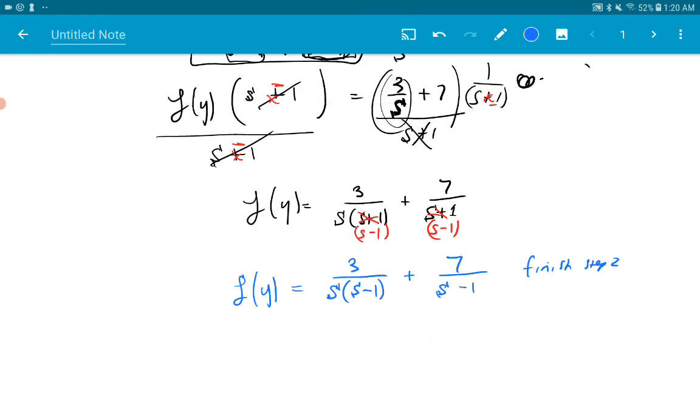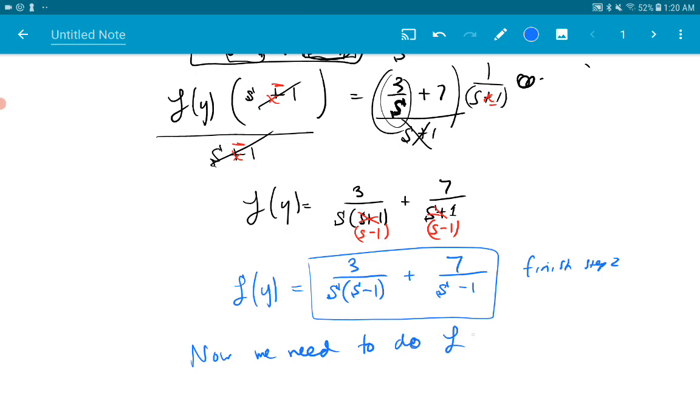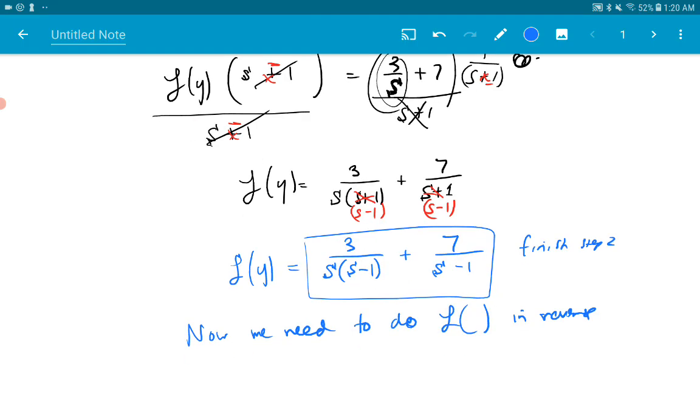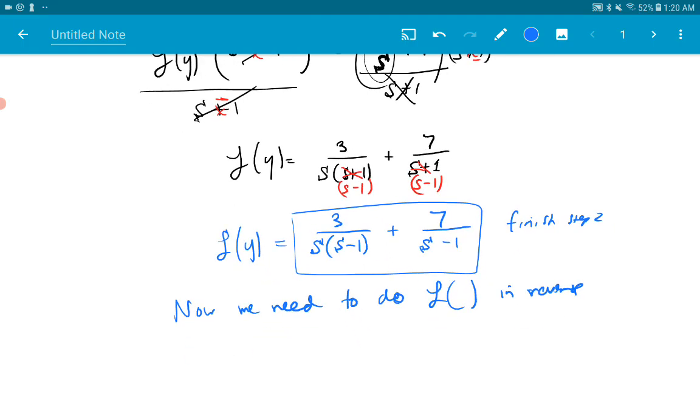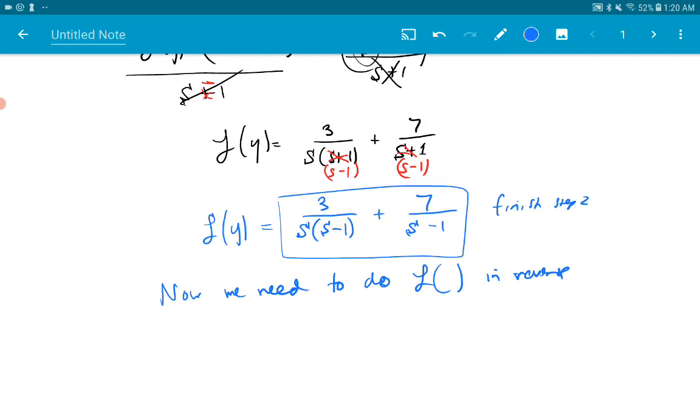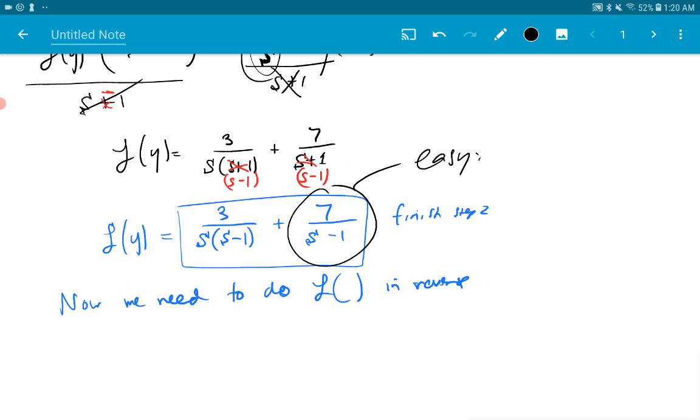All we have to do is figure out what function has this as its Laplace transform, and that'll be the function y that solves the differential equation. So for the third step, we need to do the Laplace transform in reverse, right? So we have to figure out what function has those as its Laplace transform. So we have to do both pieces. It turns out this one here is easy. What function will produce that as its Laplace transform?